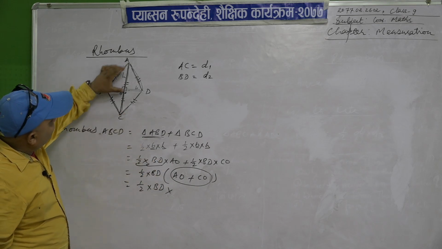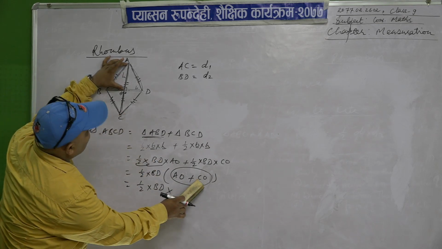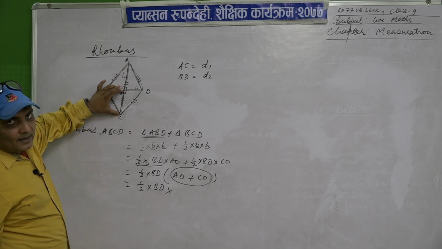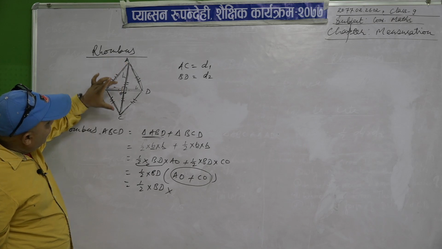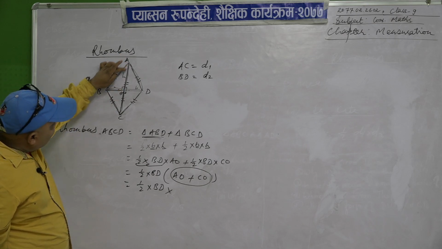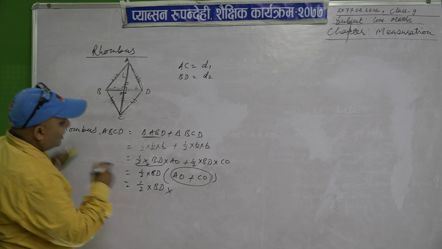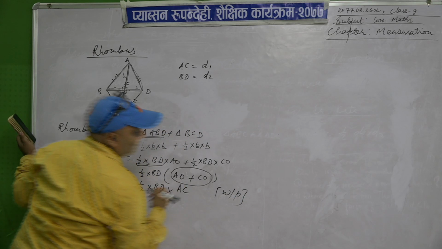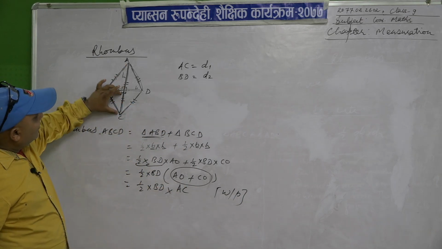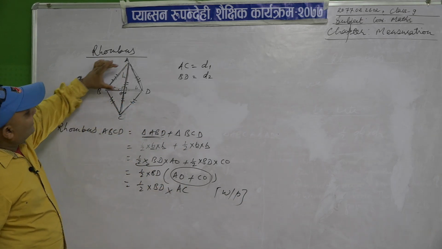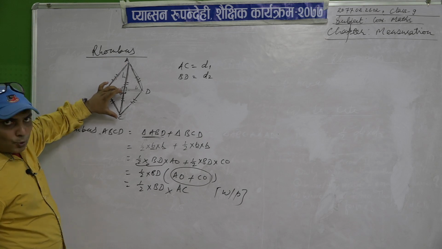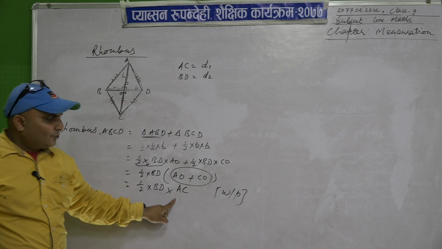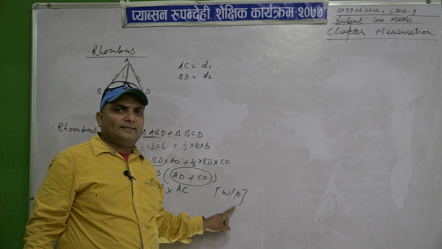Where is AO? AO means this part, plus CO, CO means this part. We have to add this part and this part, the part AO and the part CO. If we add these two parts, what will we get? We will get AC, the whole, by the whole and part axiom. These are the two parts of AC. So, in the place of AO plus OC, we can write AC.